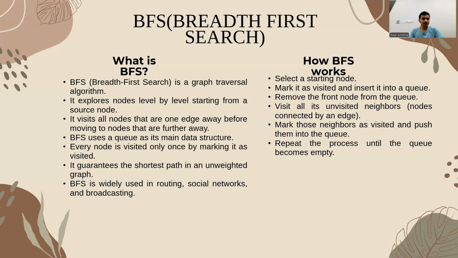robotics, detecting cycles in graphs. Time and space complexity: time complexity is order of V plus E, where V is the number of vertices and E is the number of edges. Space complexity is order of V, due to the queue and visited list. Advantages: finds the shortest path in unweighted graphs, easy to implement using a queue, good for discovering nodes in layers. Limitations: requires more memory, not efficient for weighted graphs.